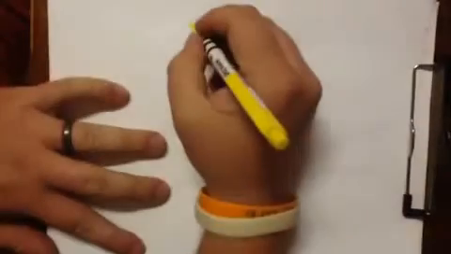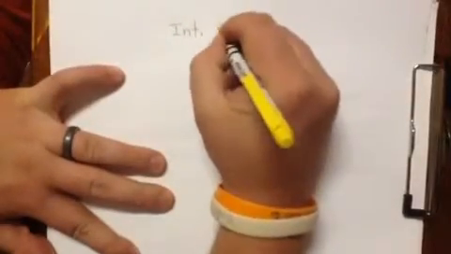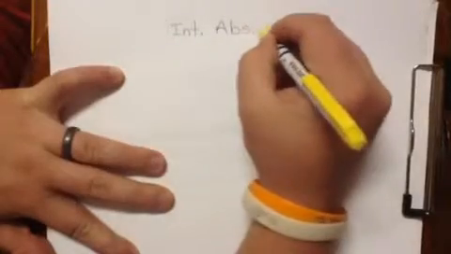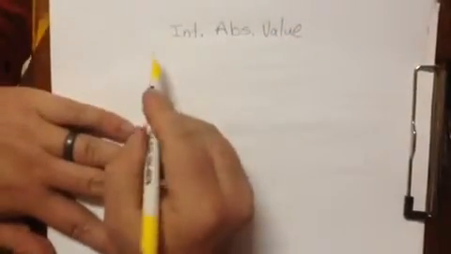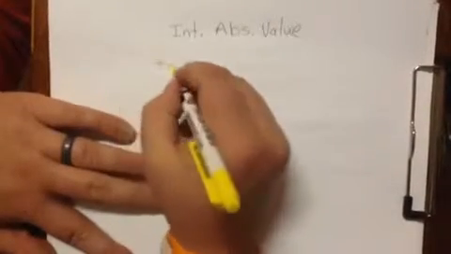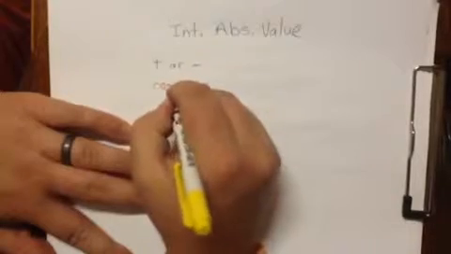Alright guys, this is going to be a lot quicker video right here, because this one we're going to be talking about what is an integer and what is absolute value. Alright, integer you should already know basically is any positive or negative counting number.